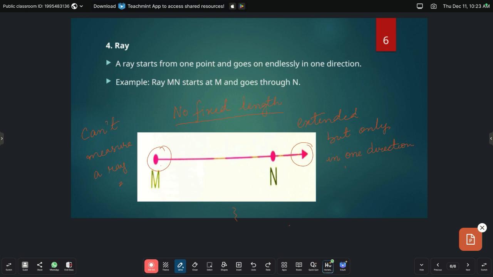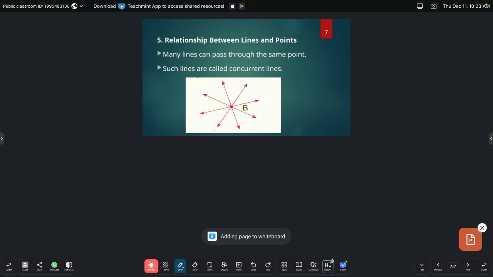Got it, boys? Example is here. The ray MN starts at M and goes through N. It doesn't stop there. It starts from M, it goes through N, and we can extend it in one direction. So it has no fixed length and we cannot measure this ray. Got it, boys? Very nice. Moving to the next.